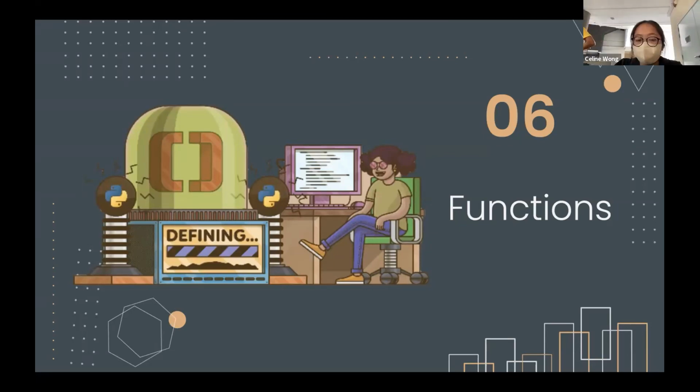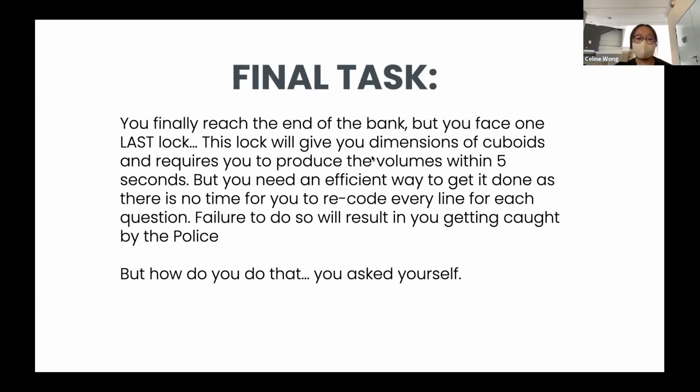Moving on, this also brings us to the final task of today's workshop. You finally reach the end of the bank, but you face one last lock. This lock will give you dimensions of cuboids and requires you to produce the volumes within 5 seconds. But you need an efficient way to get it done, as there's no time for you to recode every line for each question. Failure to do so will result in you getting caught by the police.